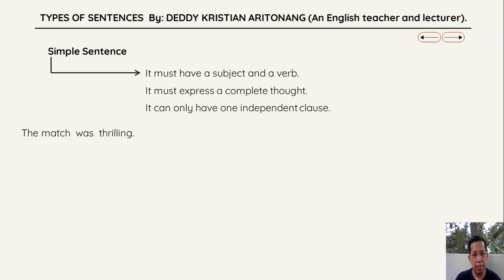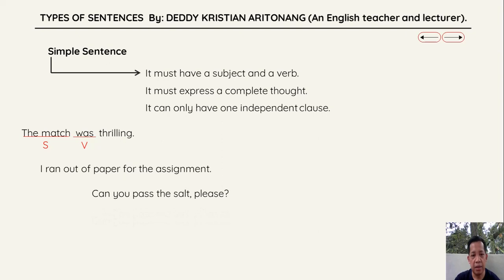Okay, this is the example. The match was thrilling. The match is the subject, and was is the verb. So it is a simple sentence, and this is also at the same time an independent clause. In my previous video, we concluded that an independent clause is just the same as a sentence. Okay, the second example of simple sentence, I ran out of paper for the assignment. I is the subject, ran out is the verb, and this is an independent clause as well.